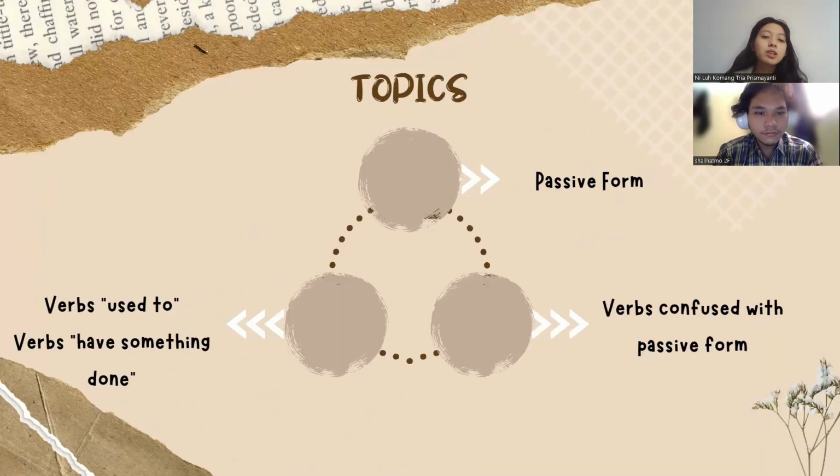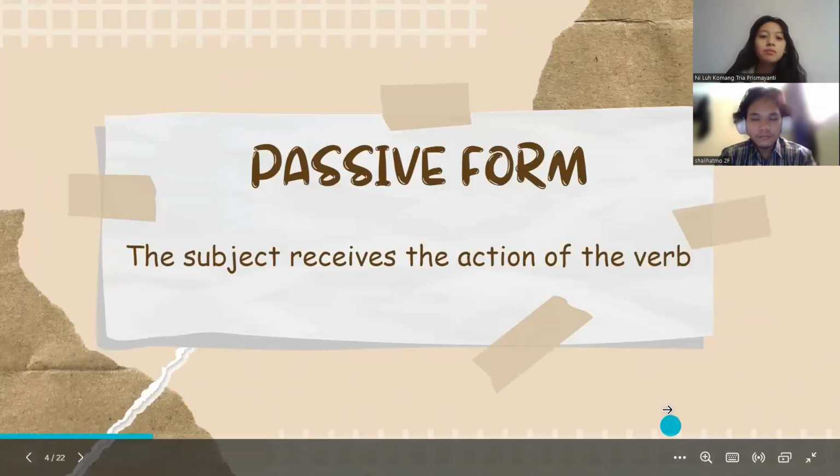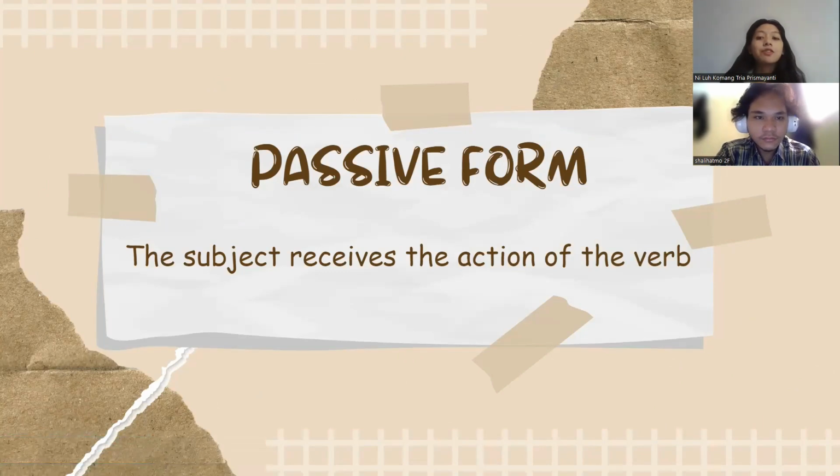Okay, in this presentation, we have three main topics. They are passive form. The second one is verbs used to and verbs have something done. And the third one is verbs confused with passive form. Okay, so the first material is passive form. Passive form is when the subject receives the action of the verb.